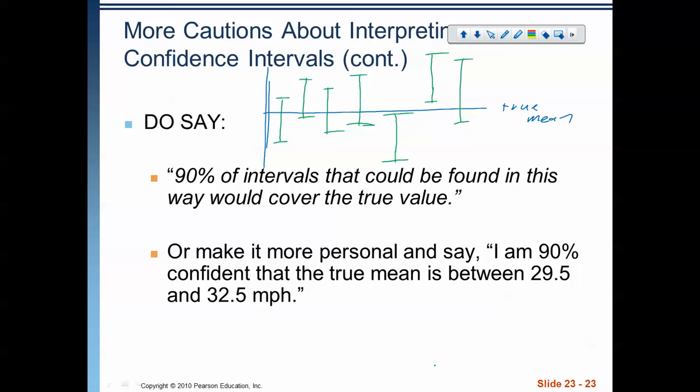The whole point of confidence is that 90% of the intervals will capture the true mean, right? If I were to take 100 samples, 90 of those samples are going to create an interval that has this true mean in it. That's what confidence is. To say that I'm 90% confident tells me that if I were to make 100 samples, I would expect 90 of them to contain the true mean.